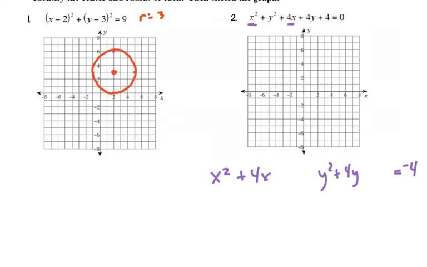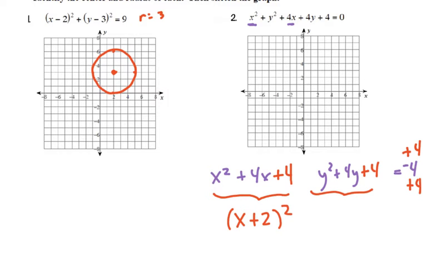Now, if you remember back when we did quadratics and we learned about completing the square, I can complete the square right there to make a perfect square, and I can complete the square right there to make a perfect square. So that's what I'm going to do. For x squared plus 4x, to complete the square I would add 4, so I have to add 4 to the other side. And on the y's, I would add 4, so I have to add 4 to the other side. So what I have is (x plus 2) squared plus (y plus 2) squared equals 4 minus 4 plus 4, which is 4.